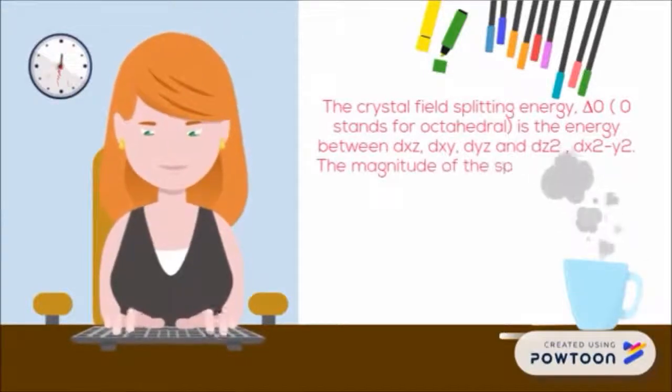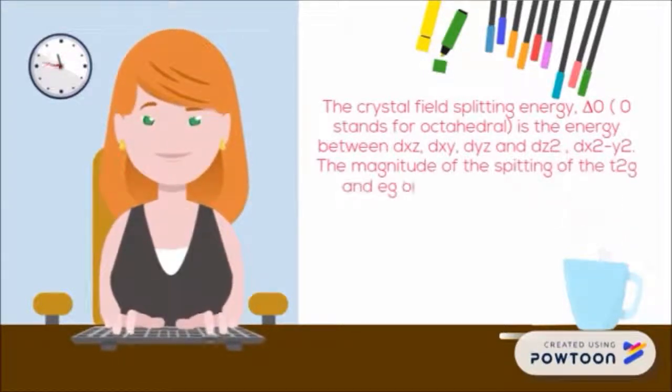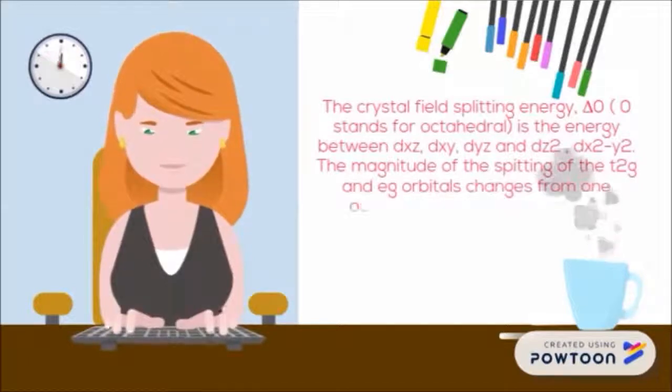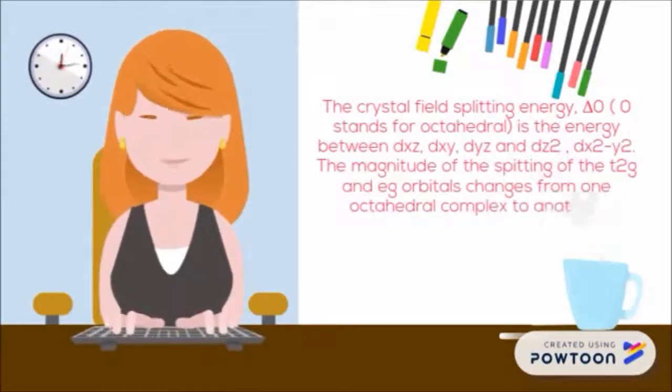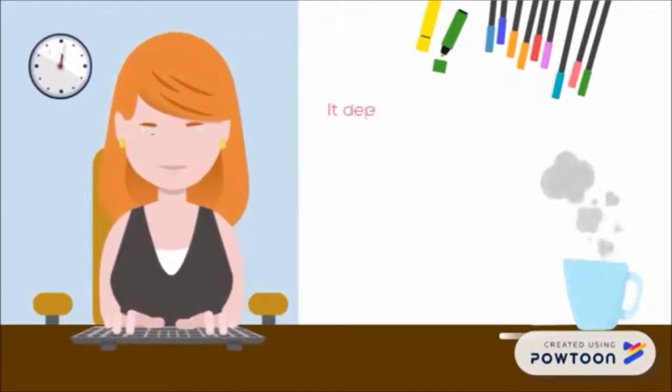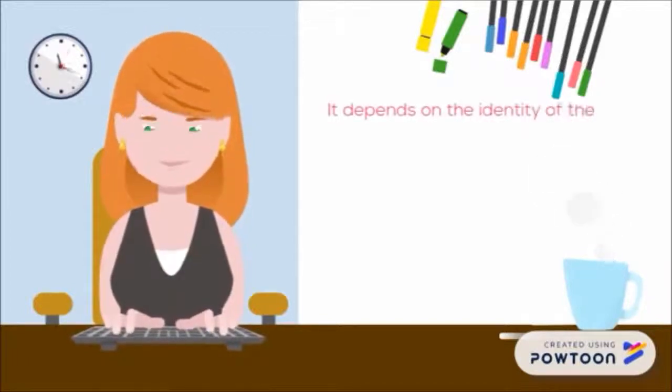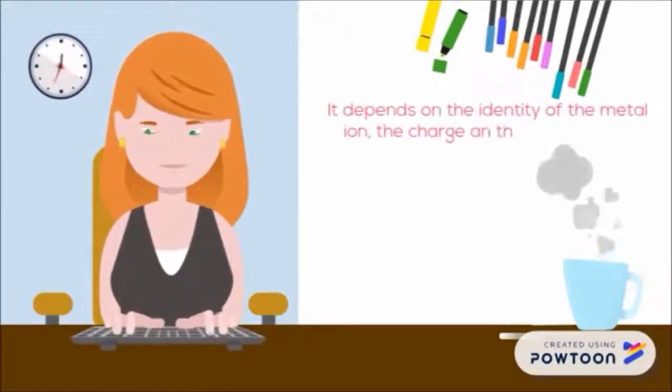dx2-y2. The magnitude of the splitting of the t2g and eg orbitals changes from one octahedral complex to another. It depends on the identity of the metal ion, the charge on this ion, and the nature of the ligands coordinated to the metal ion.